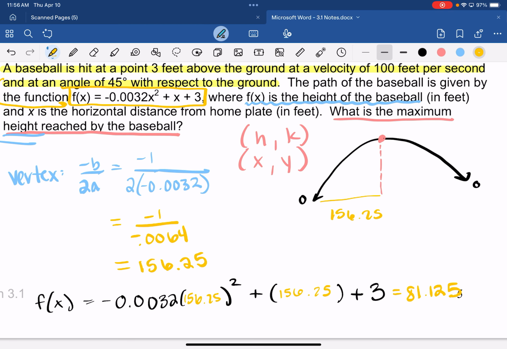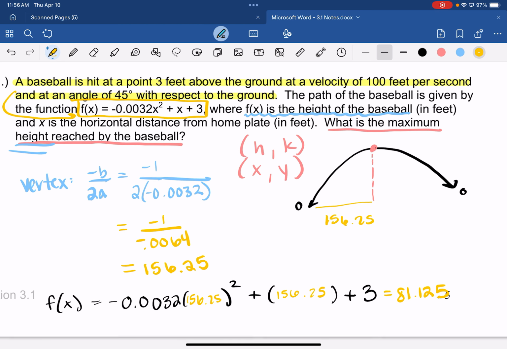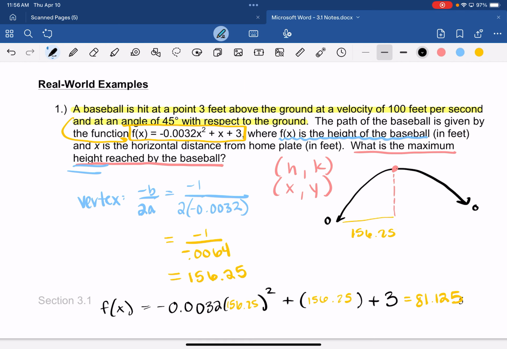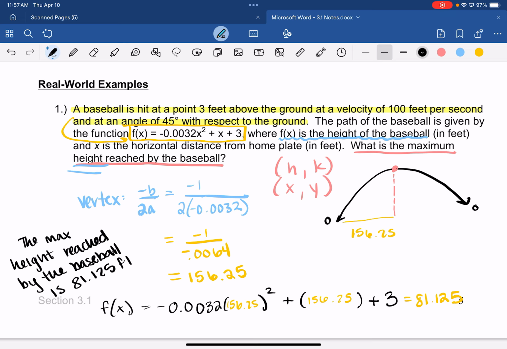Any questions on how I solved this one? We're not totally done because it's a word problem. So what do I need to do, mathematicians? Write a sentence. Why didn't you say it with so much more joy, Calvin? Come on now. The max height reached by the baseball is 81.125 feet. Perfect.